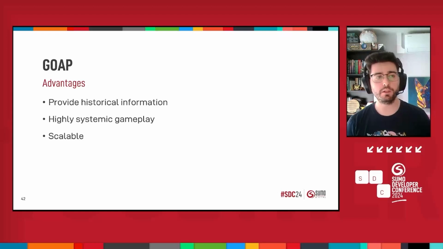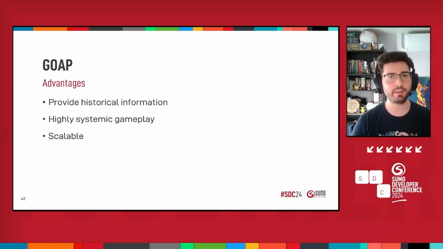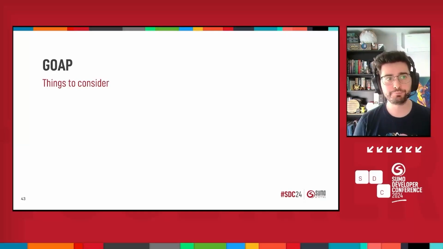They're quite scalable. When we looked at state machines, adding one state was a bit of a nightmare because you have to go back to every single state and figure out which transitions you need to add to the new state. In here, adding a new action is quite simple. As long as you're using world state variables that were already present, the planner will suddenly just use that new action if it makes sense to do so.